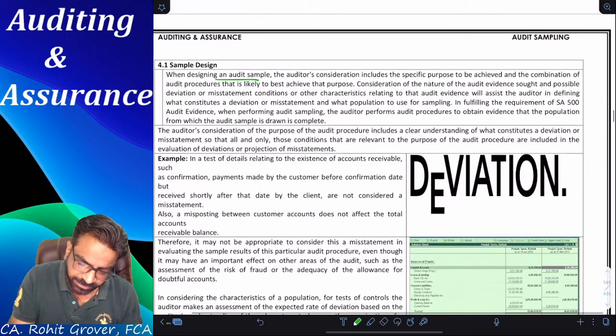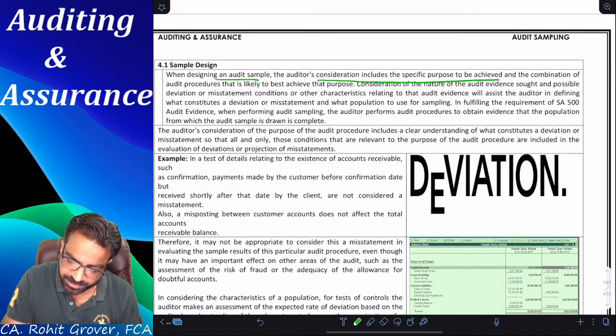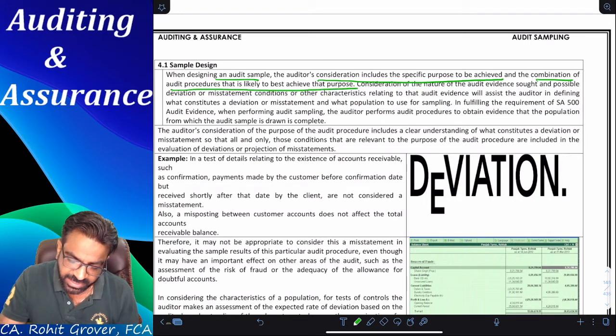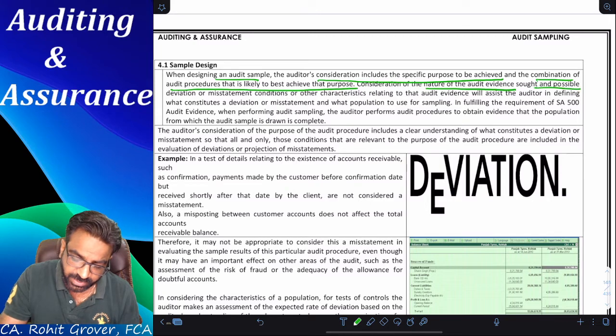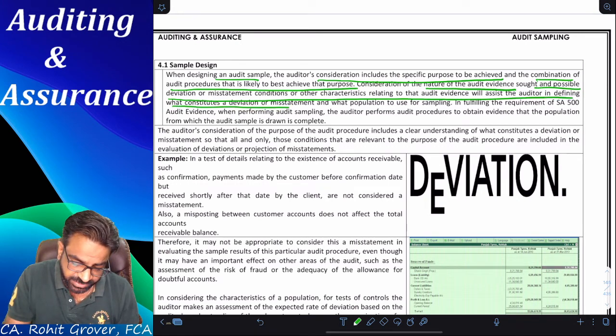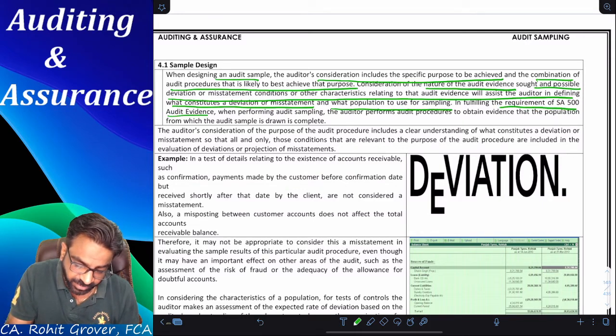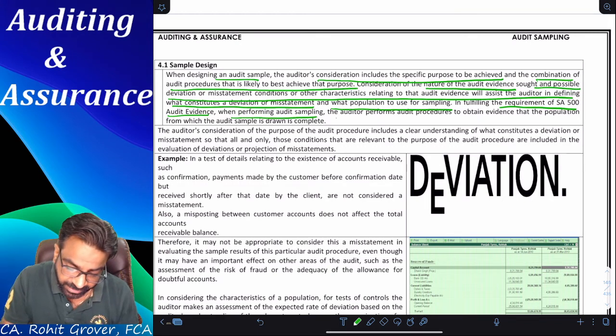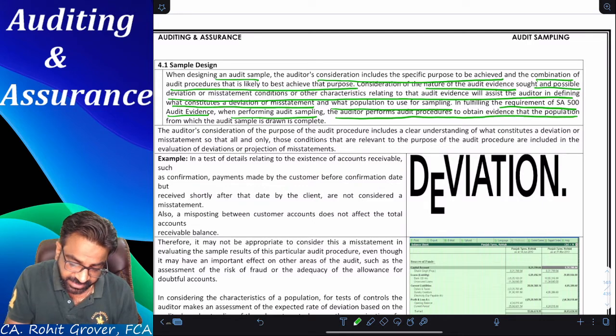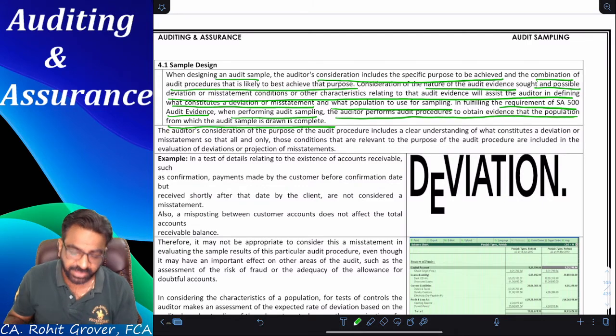When designing the audit sample, the auditor's consideration includes the specific purpose to be achieved and the combination of audit procedures that is likely to best achieve that purpose. Considering the nature of the audit evidence sought and possible deviation, misstatement, condition, or other characteristics will assist the auditor in defining what constitutes a deviation, misstatement, and what population to use for sampling. In fulfilling the requirement of SA 500 Audit Evidence, when performing audit sampling, the auditor performs audit procedures to obtain evidence that the population from which the audit sample is going to be drawn is complete.